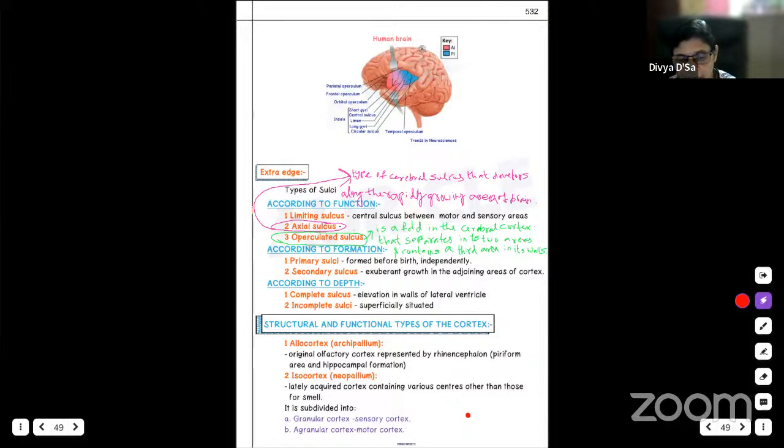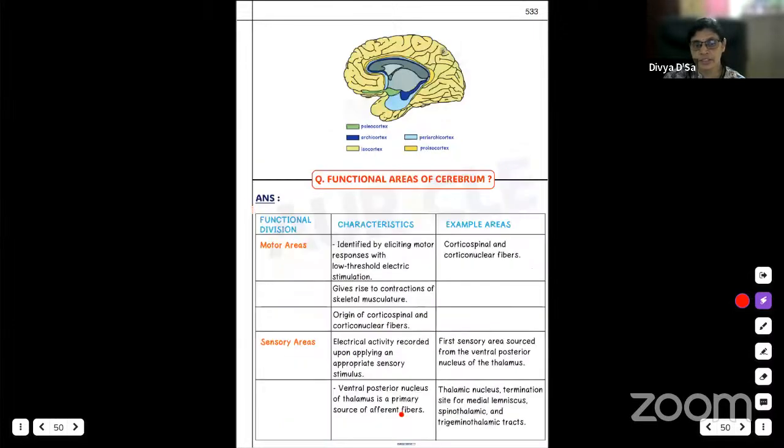Then we have the isocortex or the neopallium. Neopallium is the lately acquired one, as the name says. It contains various centers other than those for smell. It is divided into granular cortex and agranular cortex. Granular cortex is basically sensory, whereas agranular cortex is motor.